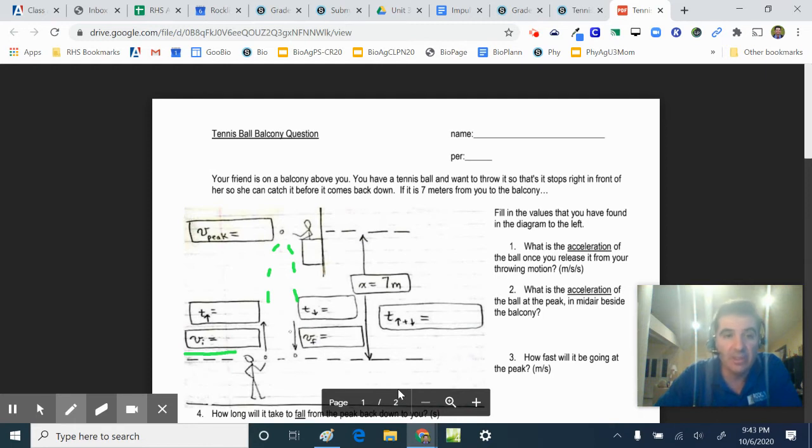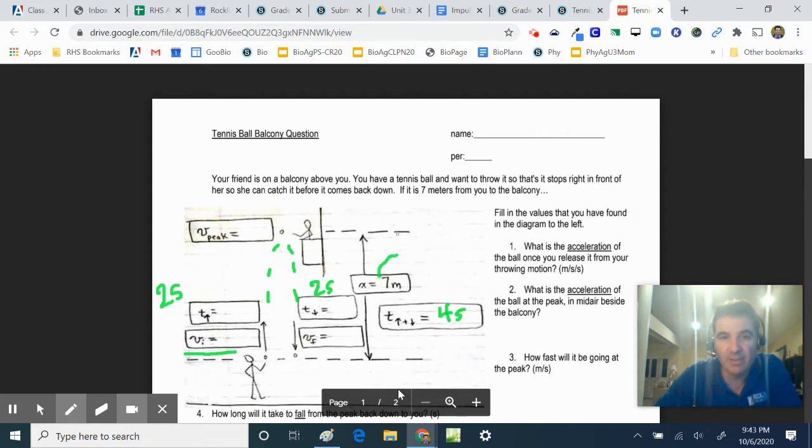So for instance, let's just make up a number. Let's say that the time on the way up is exactly 2 seconds. Then the time on the way down will be exactly 2 seconds. All right? And then the time up and down will be 4 seconds. It's not, you have to figure it out. All right? It's 7 meters.